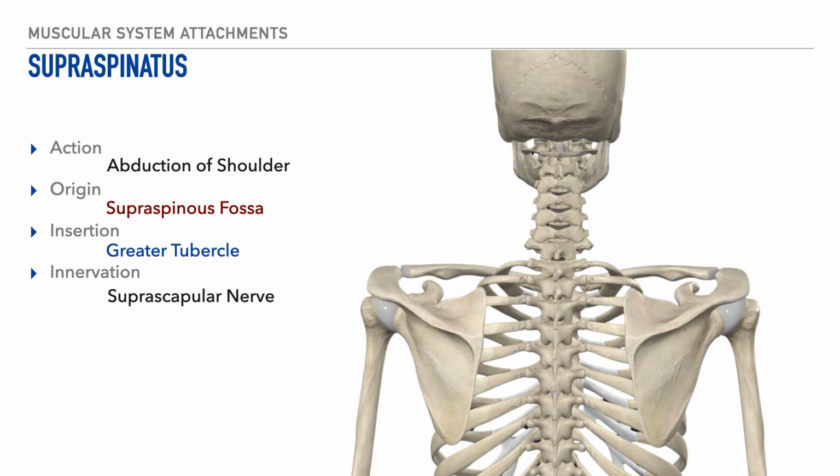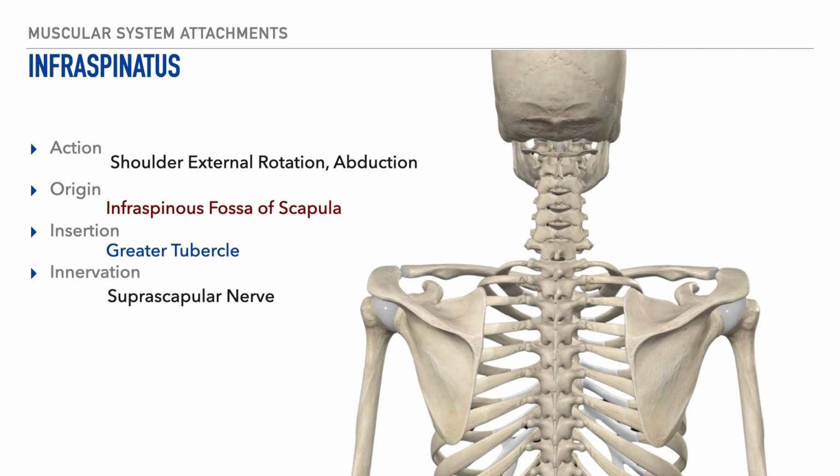So the first muscle of the rotator cuff that we'll investigate is the supraspinatus. The action of the muscle is abduction of the shoulder, and its origin is the supraspinatus fossa, and I'll show the location of the origin site here. And this muscle inserts on the greater tubercle of the humerus, and we'll show that insertion point here. And lastly, the innervation is the suprascapular nerve.